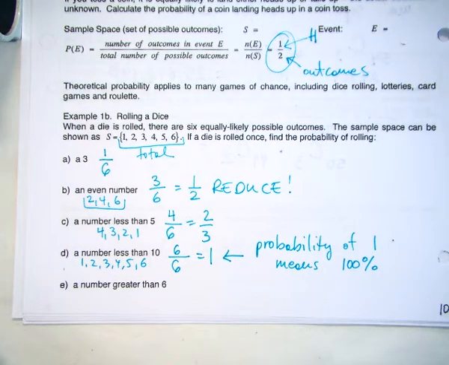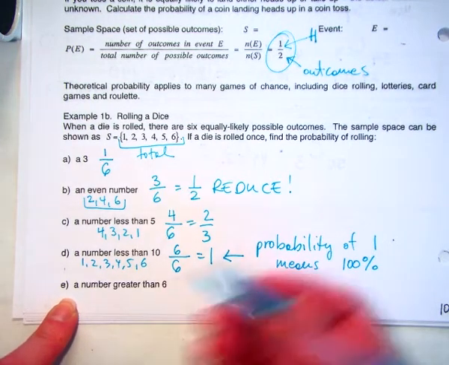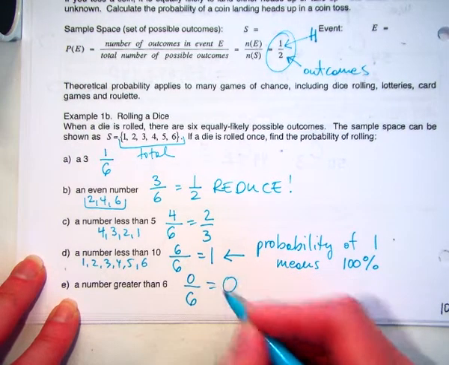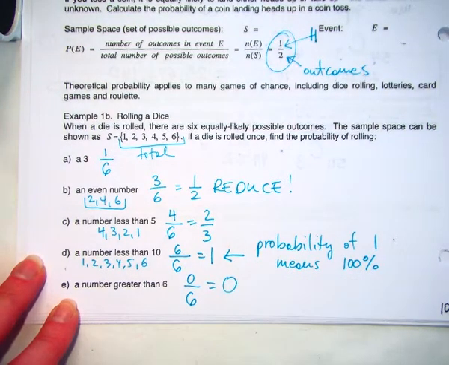So if I say, if I roll this die, am I going to get a number less than 10? How often? What's the probability? 100%, because all of them are going to be less than 10. That's what I meant. What about a number greater than 6? How many numbers greater than 6 do we have? 0. So 0 out of 6 is 0. Are we okay with this?